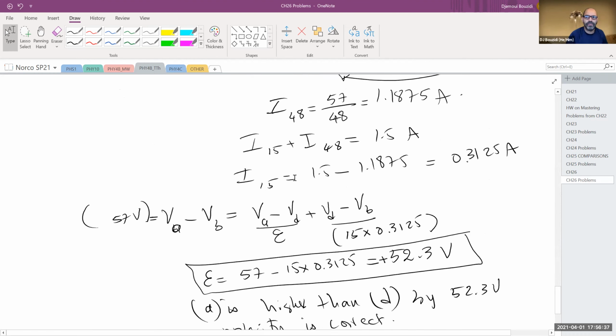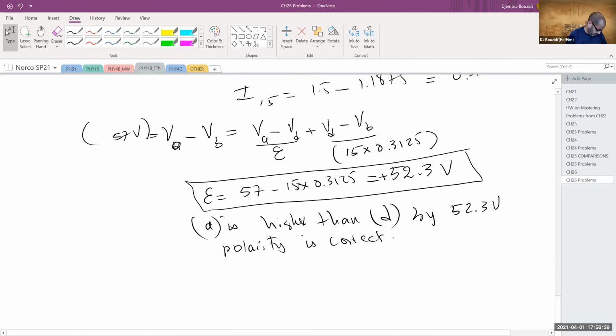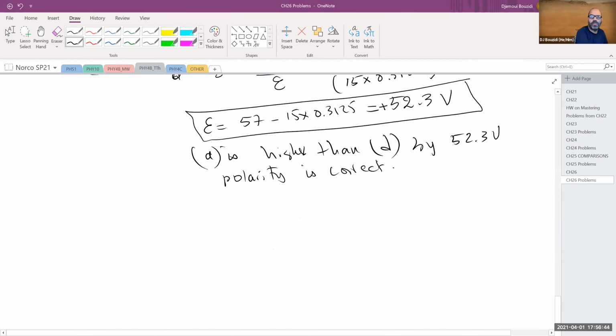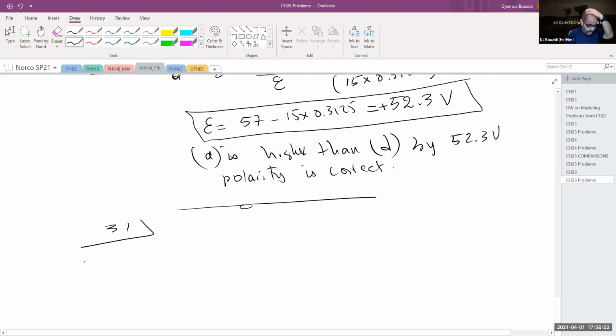Okay. So this is problem 30. Let's tackle problem 31. Problem 31. It says in the circuit shown in the figure, all meters are idealized and the batteries have no appreciable internal resistance. Find the reading of the voltmeter with the switch open. So the first case, they have a switch and they tell you it's open.